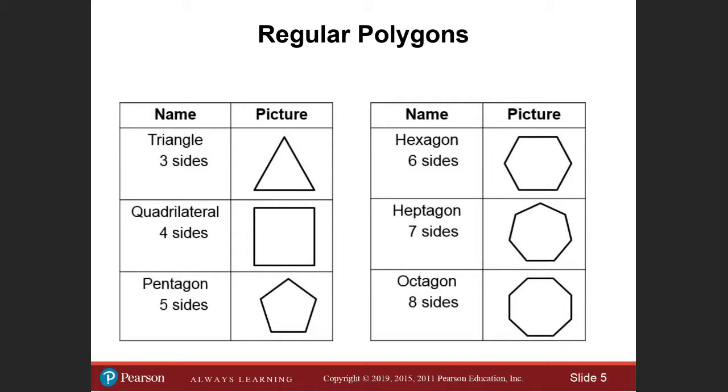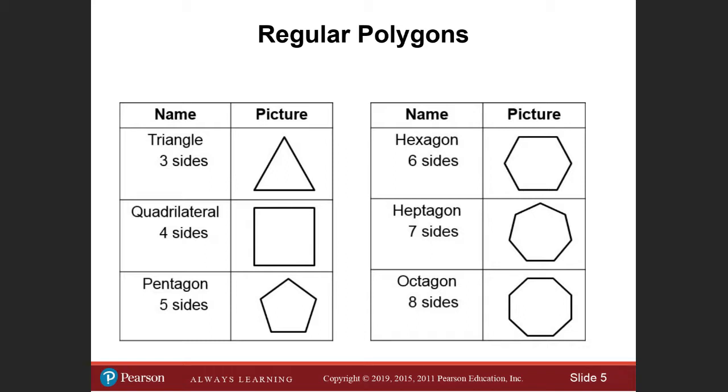Regular polygons. Let's start first with the definition of a polygon. A polygon is any closed shape in the plane formed by three or more line segments that intersect only at their endpoints, while a regular polygon has sides which are all the same length and angles which are all the same measure.